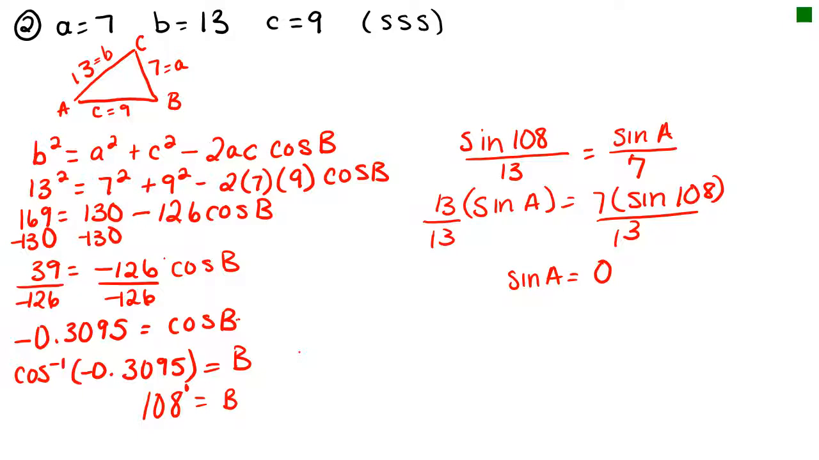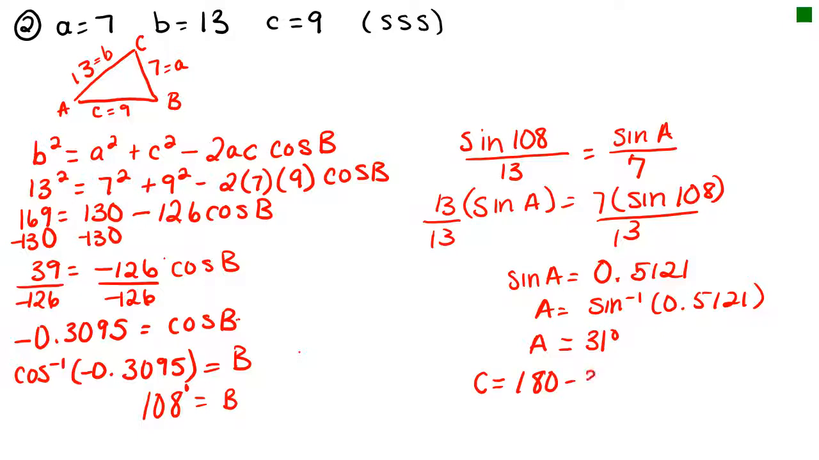When I put that in the calculator, I get 0.5121, and I do the inverse sine. So A equals the inverse sine of 0.5121, which I get to be 31 degrees. All right, and then angle C is just going to be, now that I know the other two angles, 180 minus 31 minus 108, which is 41 degrees. So C is 41 degrees.